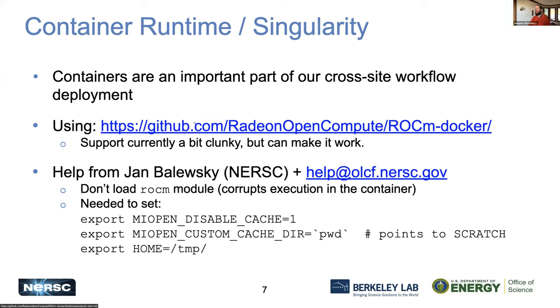Running really simple experiments, we were using the official ROCm Docker containers. However, it's a bit clunky. And here's an example from Jan Balewski at NERSC, and he got help from folks at OLCF. Oops, excuse me, I have to fix this. This is not NERSC. What he found is he has to make sure that the ROCm module isn't loaded, as well as exporting these variables after some iteration. And so there's some work that needs to be done here just to streamline the deployment of containers.